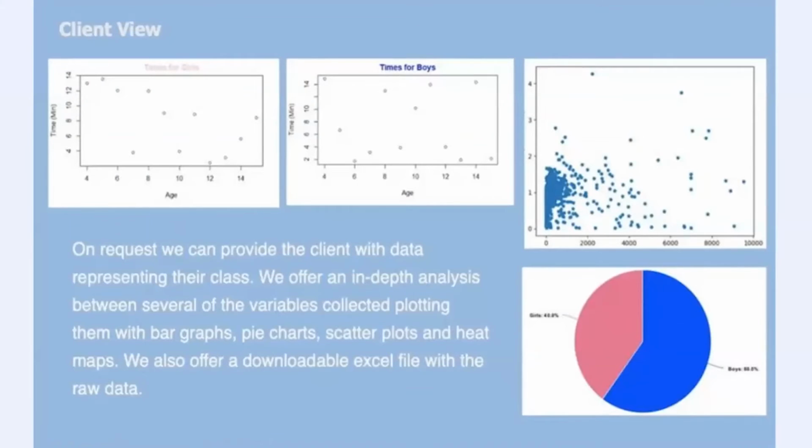This is the client view where they can see all the times for girls in a scatter plot and time for boys. And as well, this scatter plot is crazy. The x-axis is which puzzle, and the y-axis is the number of milliseconds it took them to complete it. So yeah, the client can request these graphs, or they can just get an Excel file with all the raw data.